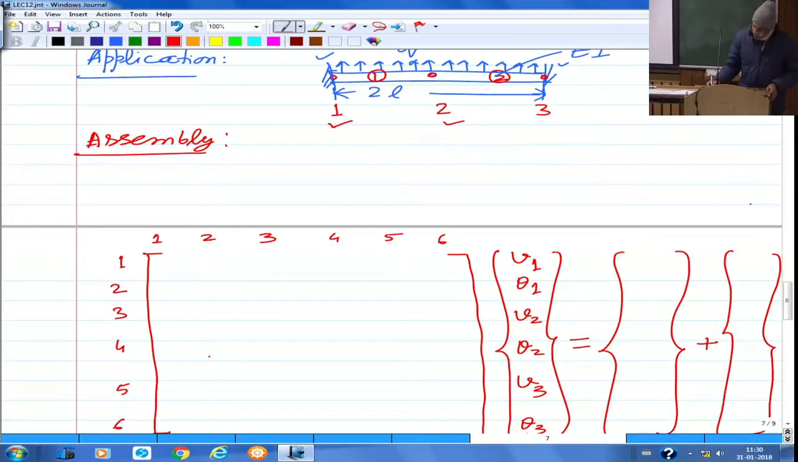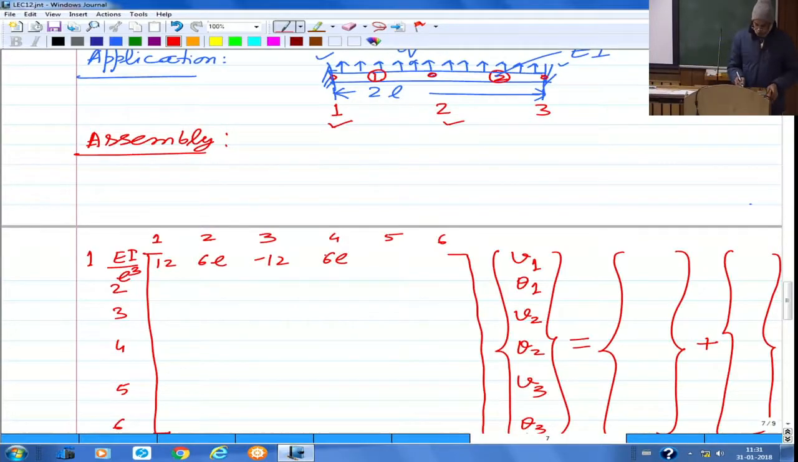So for the first element, the contributions would go to the first 4 rows and columns. Let me take out EI by L cube as common, because I am assuming that both the elements are identical, and EI is the same and the element length is the same. So the first row of the first element will go to the first row, and those elements are 12, 6L, then minus 12 and 6L. That is the first row of the stiffness matrix of the first element.